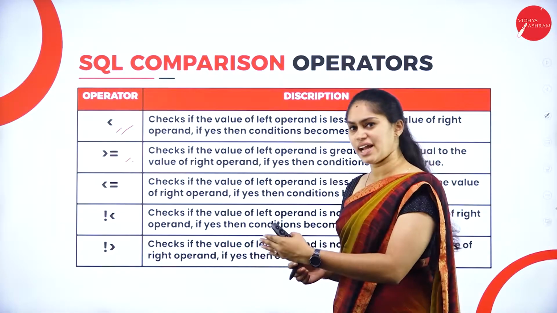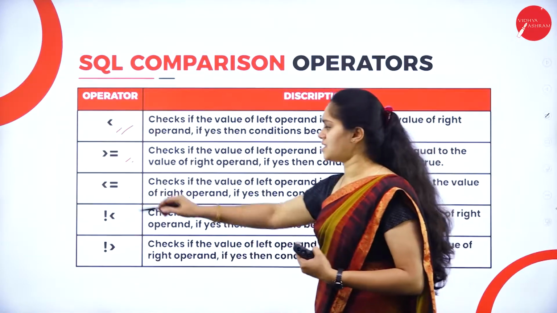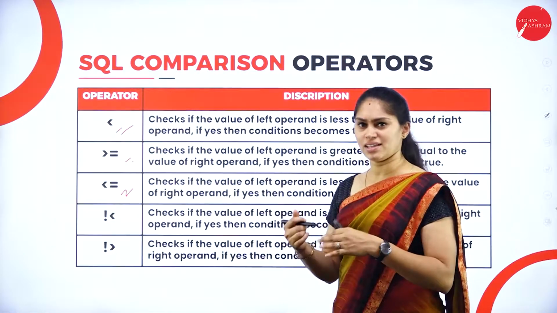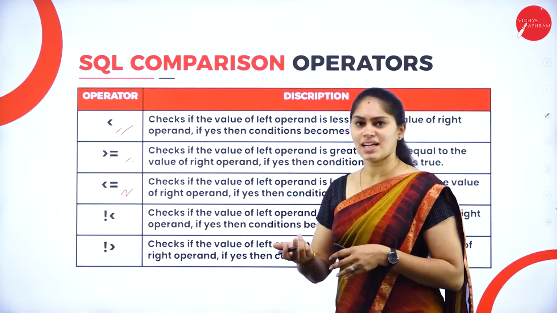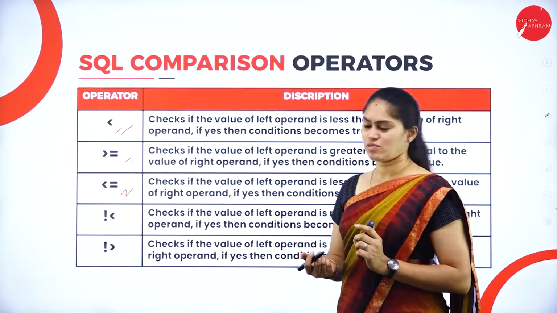So if it is greater than or equal to, or lesser than or equal to, it can be anything. Either it can be lesser or it can be equal. If any one of the conditions gets satisfied, then it will be true. Otherwise, it will be false.